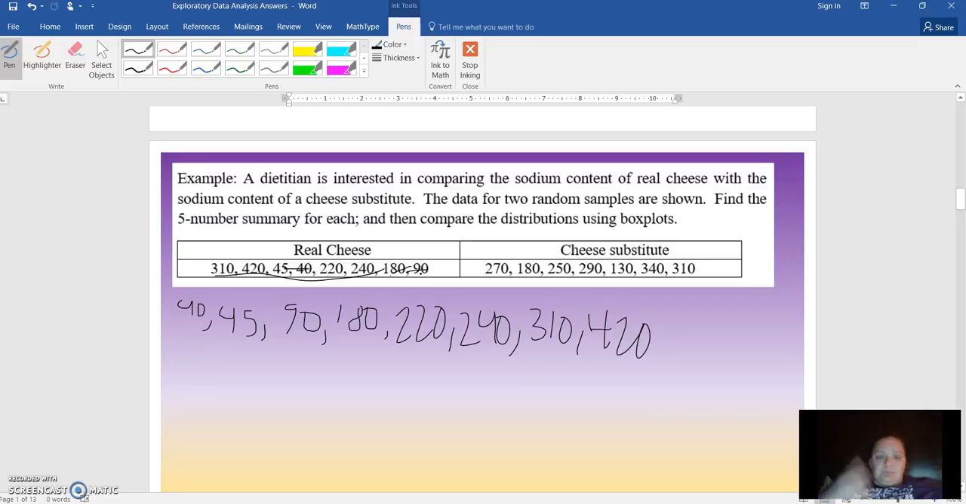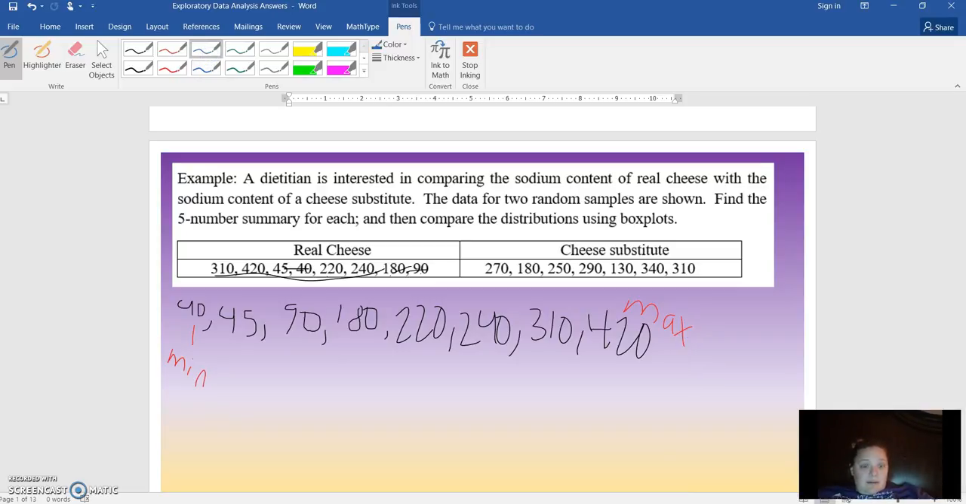All right. So this dietitian is interested in the sodium content of real cheese versus sodium content of the cheese substitute. These are 2 random samples. We're going to find the 5-number summary, and then we're going to kind of analyze it. All right, so let me do the real cheese first and break it down. This is our minimum. This is our maximum.